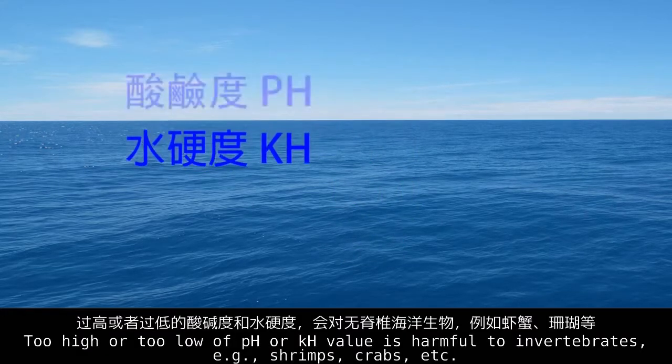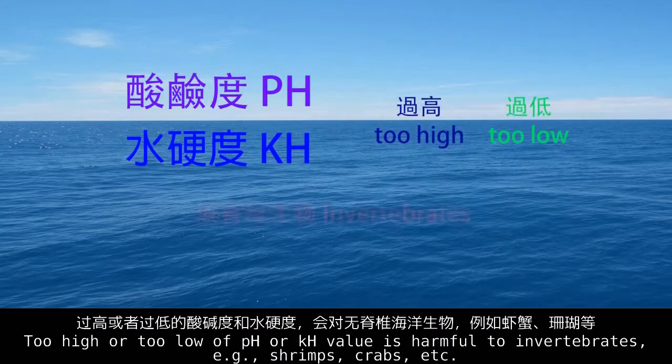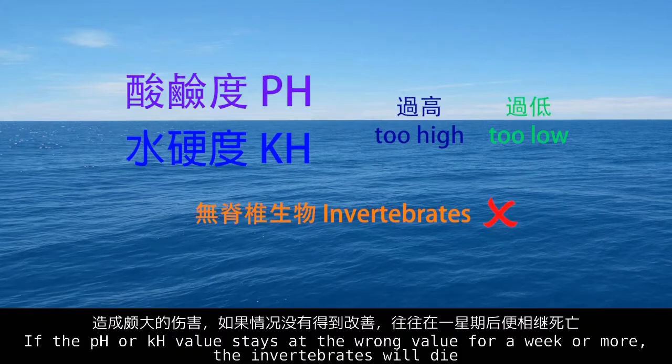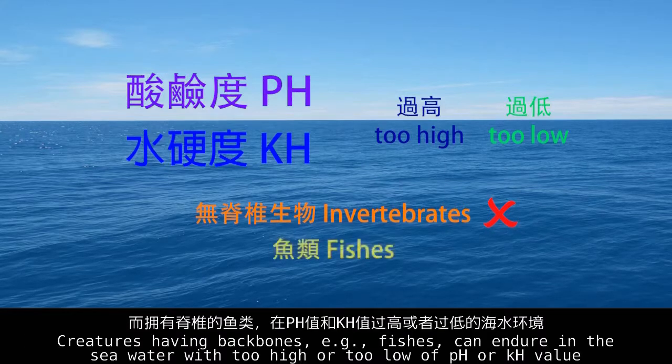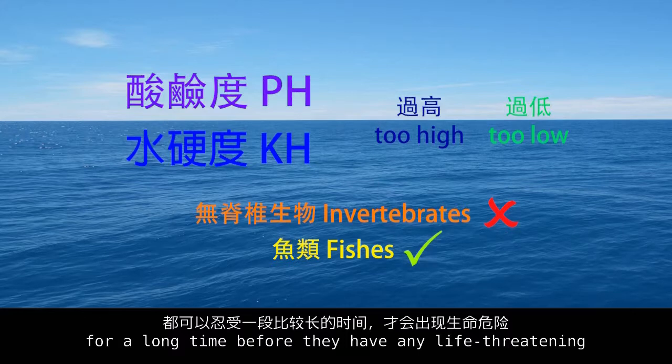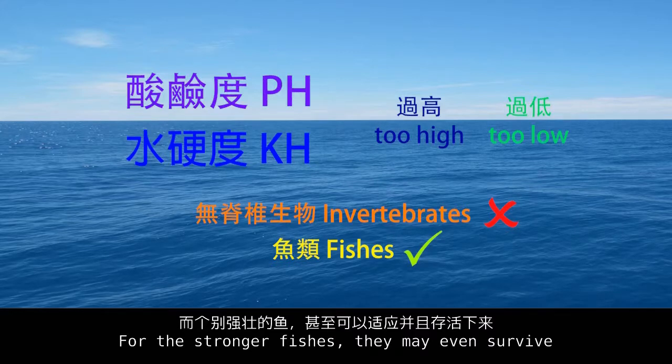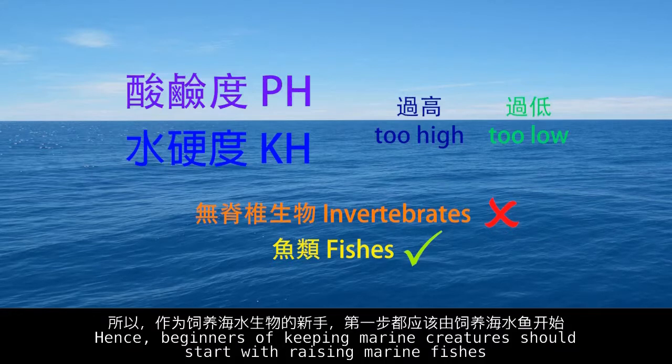Too high or too low a pH or KH value is harmful to invertebrates, for example, shrimps, crabs, etc. If the pH or KH value stays at the wrong value for a week or more, the invertebrates will die. Creatures with bones, for example, fishes, can be injured in seawater with too high or too low a pH or KH value for a long time before they face anything life-threatening. The stronger fishes may even survive. Hence, beginners of keeping marine creatures should start with raising marine fishes.